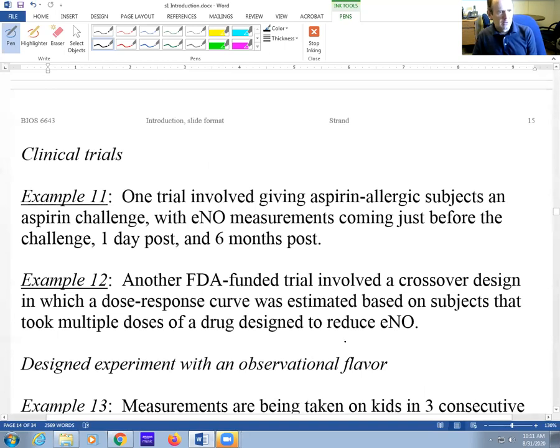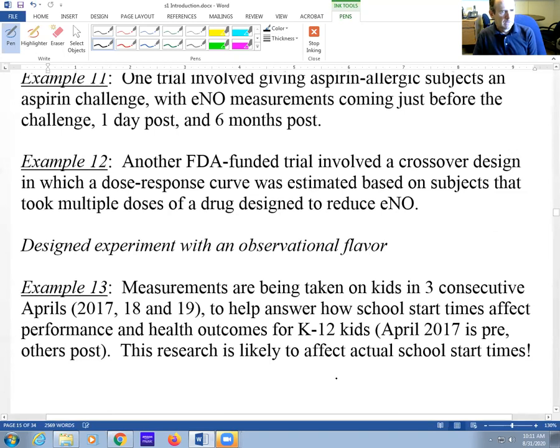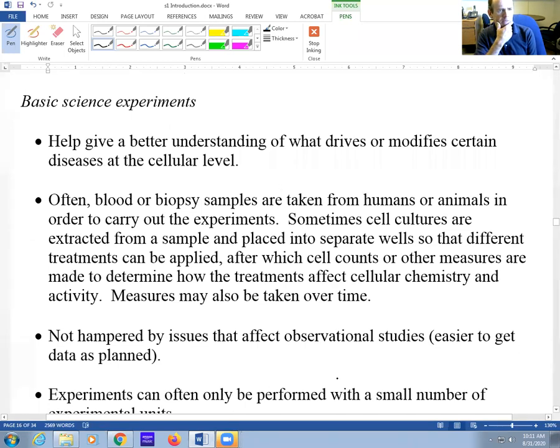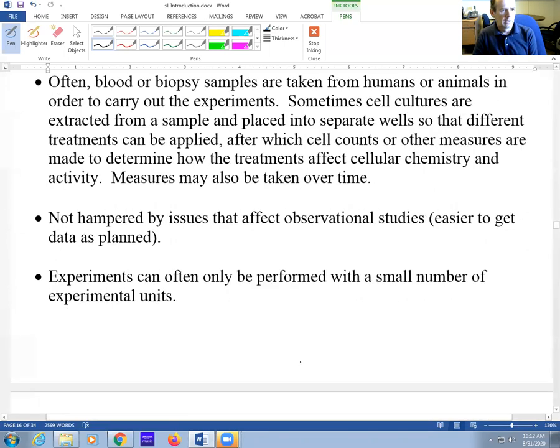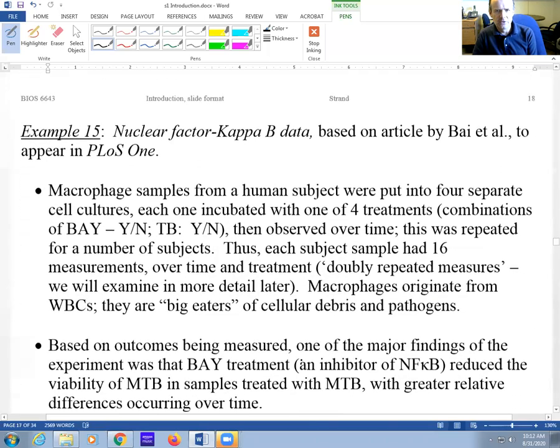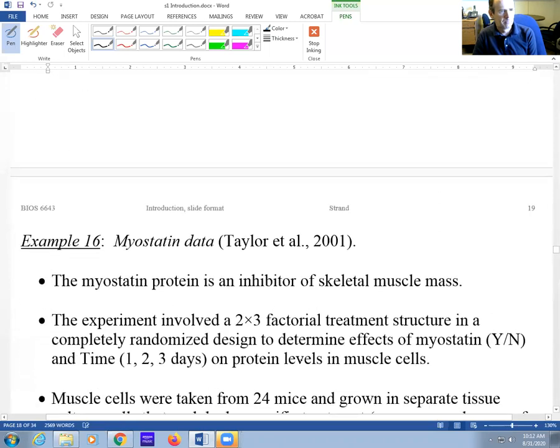I've also worked on some clinical trials here at National Jewish, and basic science experiments where we're looking at samples from blood or biopsies, and we're looking at samples at a cellular level to see potentially the impact of a treatment on how it changes things at the cellular level. And I'm giving some examples of that as well in these slides. So I'll let you guys read through those in more detail.